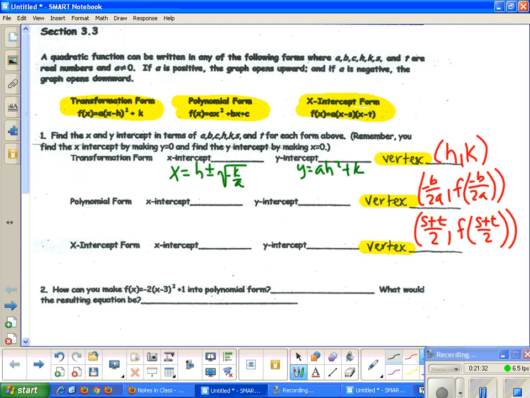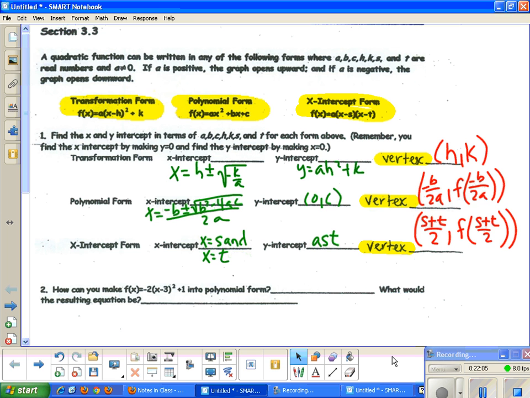For polynomial form, the x-intercept would be the quadratic formula, negative b plus or minus the square root of b squared minus 4ac, all over 2a. The y-intercept is 0 comma c. For x-intercept form, the x-intercepts are x equals s and x equals t. And the y-intercept here would be a times s times t. Again, like I said, I don't memorize those. I just memorize the vertex and the form.